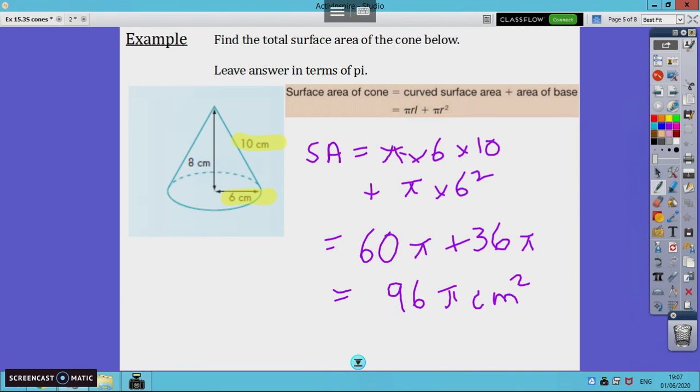Now, if one of those didn't have a pi, say the 60 didn't have a pi, or the 36 didn't have a pi, you wouldn't be able to collect them together. So just bear that in mind.